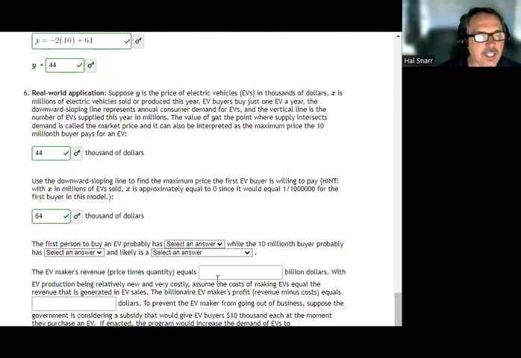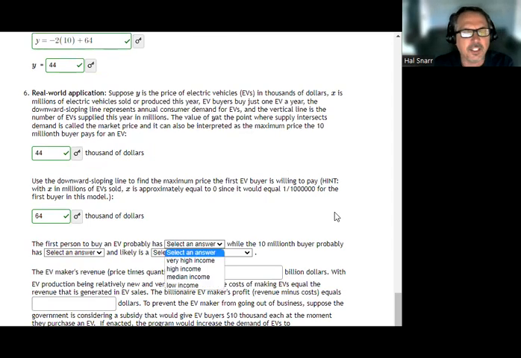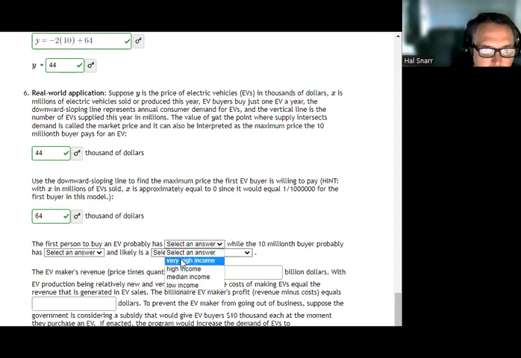Now, the first person to buy an EV probably has what? I'll pose this to a student. Which one of these is the best answer, do you think? I mean, who's willing to pay the most for a burrito if only one is sold? Well, LeBron James has lots of money. Maybe he likes burritos, right? He doesn't go buy the burrito from Taco Bell. He hires somebody to go get it for him. So he's willing to pay a lot of money for that burrito. I can't afford to pay somebody to get a burrito for me, right? So we're talking about somebody with a very high income.